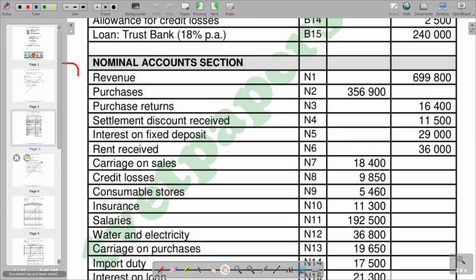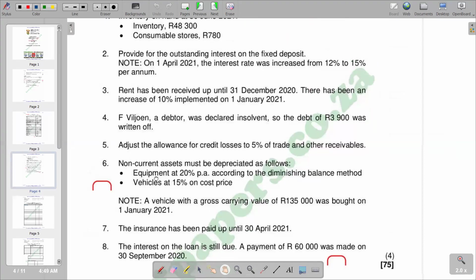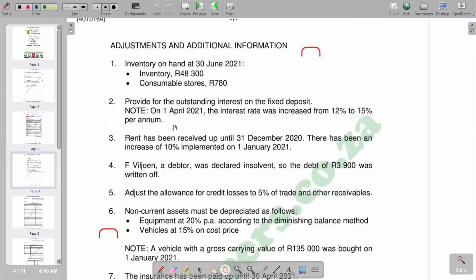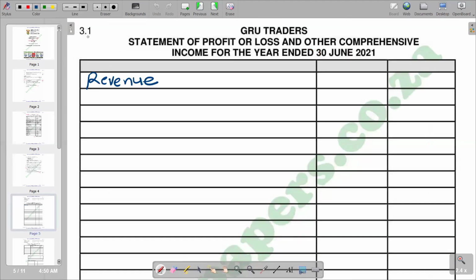When you have exhausted the nominal account section, you also need to check whether there is any adjustment that is going to affect our revenue. According to our information, we don't have any, but if we had information that was going to affect our revenue, we would adjust and then put the net figure. In this case we don't, so we take the figure as it is, 699,800, and transfer it to the statement of profit or loss.